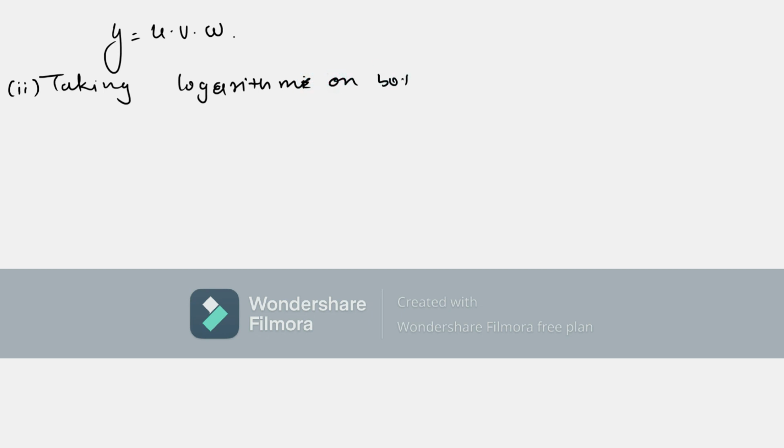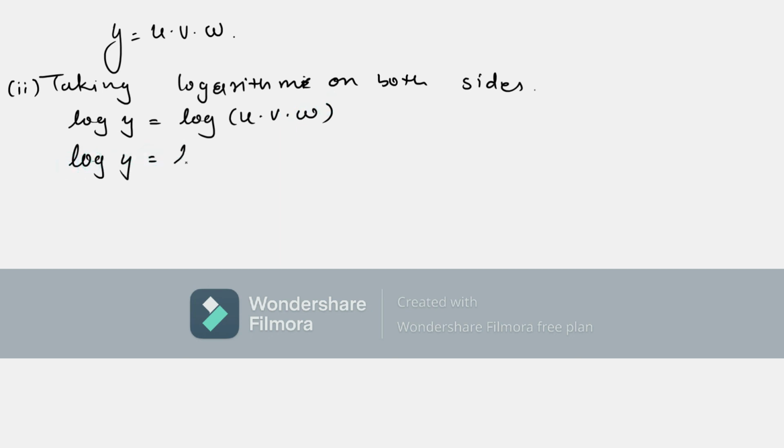The second method: we have y equal to u into v into w. Now we have to take log, so this method says we have to take logarithm on both sides, because the second method is logarithmic differentiation. So taking log on both sides, the left hand side will be log y, and the right hand side will be log of u into v into w. We know that whenever they are in multiplication, we can add when we put log to it: log u plus log v plus log w.